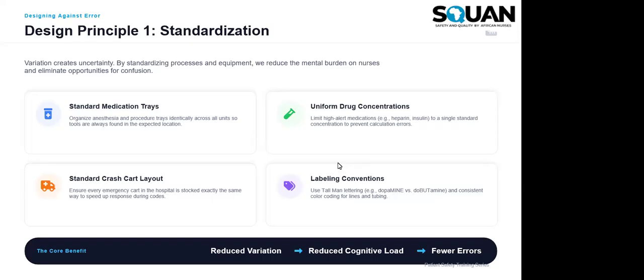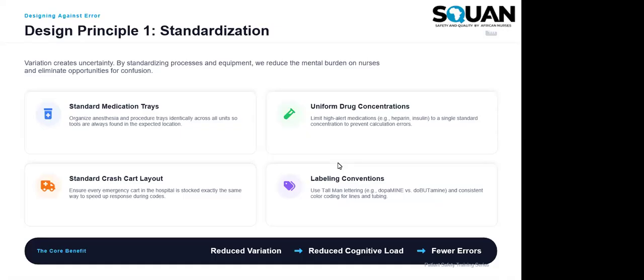So variation creates uncertainty. When we say variation, it means different things happening differently in different places. That's variation. It creates uncertainty. But by standardizing our processes and our equipment, we reduce that mental burden that we talked about on nurses and eliminate the opportunities for confusion and errors.